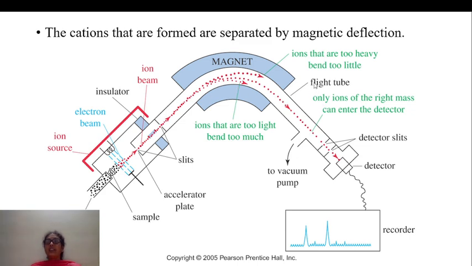After that, this is called the flight tube, the TOF, time of flight. Only ions of the right mass can enter the detector. The ions, after separating by different charge, can enter the detector. There is a vacuum pump, and there is a detector slit. The ions are passed into the detector slit, which is connected to the detector. Finally, the detector detects the mass of the protein.